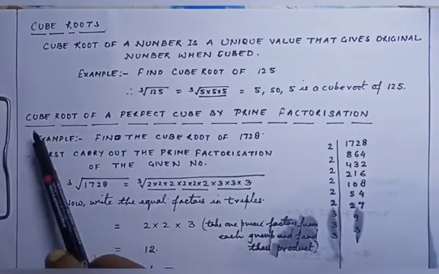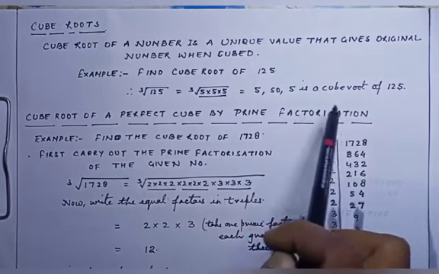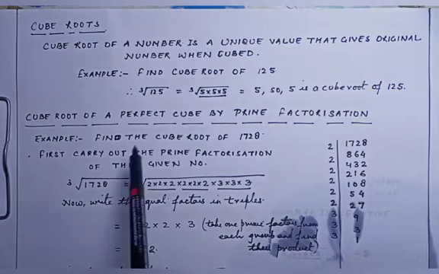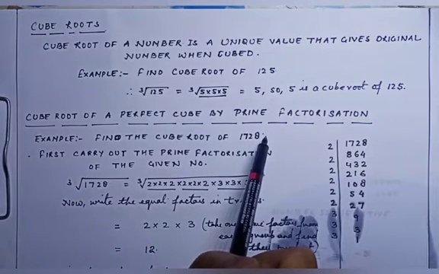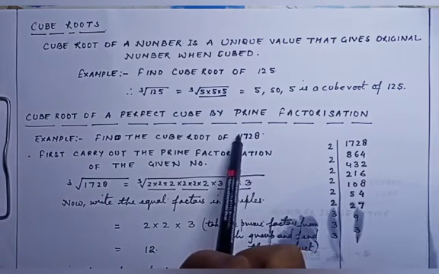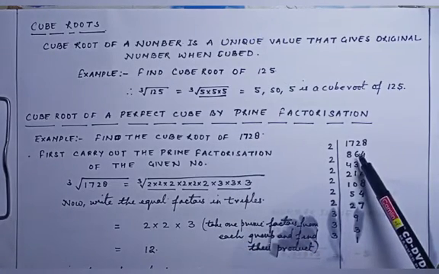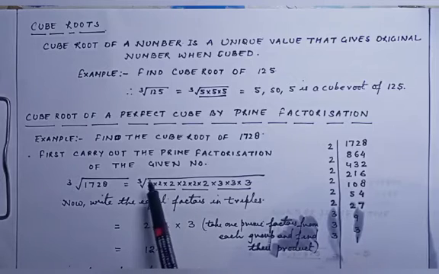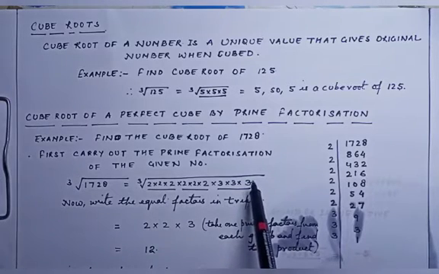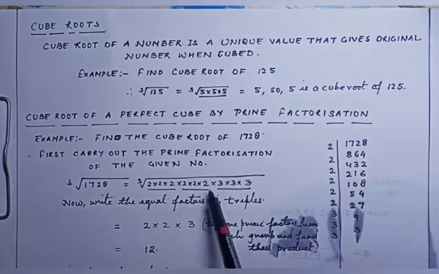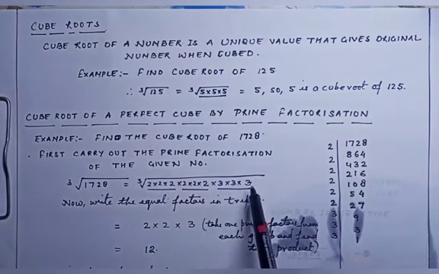The next topic is cube root of a perfect cube by prime factorization. Let us see with the help of an example. Find the cube root of 1728. For this, first we have to find the prime factors of 1728. Over here I have taken out the prime factors of 1728. After finding the prime factors of 1728, I am going to put them under the cube root, that is 2 into 2 into 2 into 2 into 2 into 2 into 3 into 3 into 3.